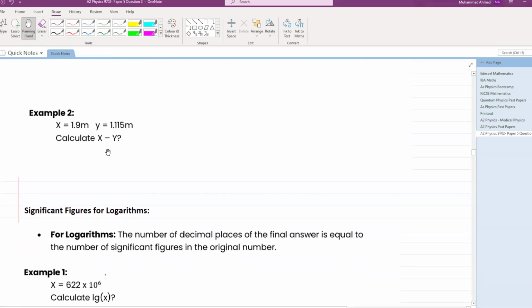Let's say you have x as 1.9 meters and y as 1.115 meters. Now, if you analyze, x has how many decimal places? 1. Y has how many decimal places? 3. What will be x minus y? 1.9 minus 1.115. Let's calculate it. This comes out to be 0.785 meters. If you analyze, the least number of decimal places is 1. Your x minus y should also be till 1 decimal place. This will become what? 0.8 meters as your answer.